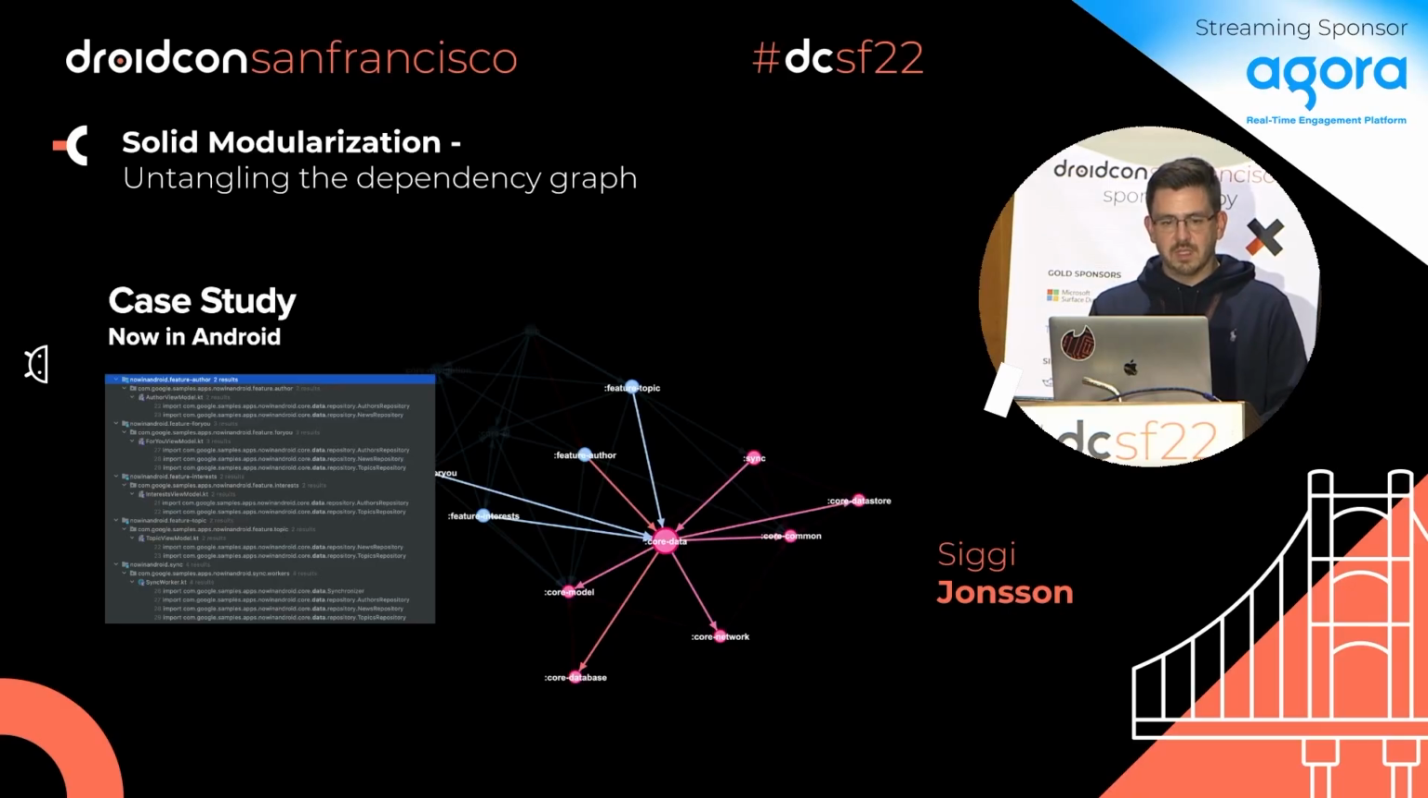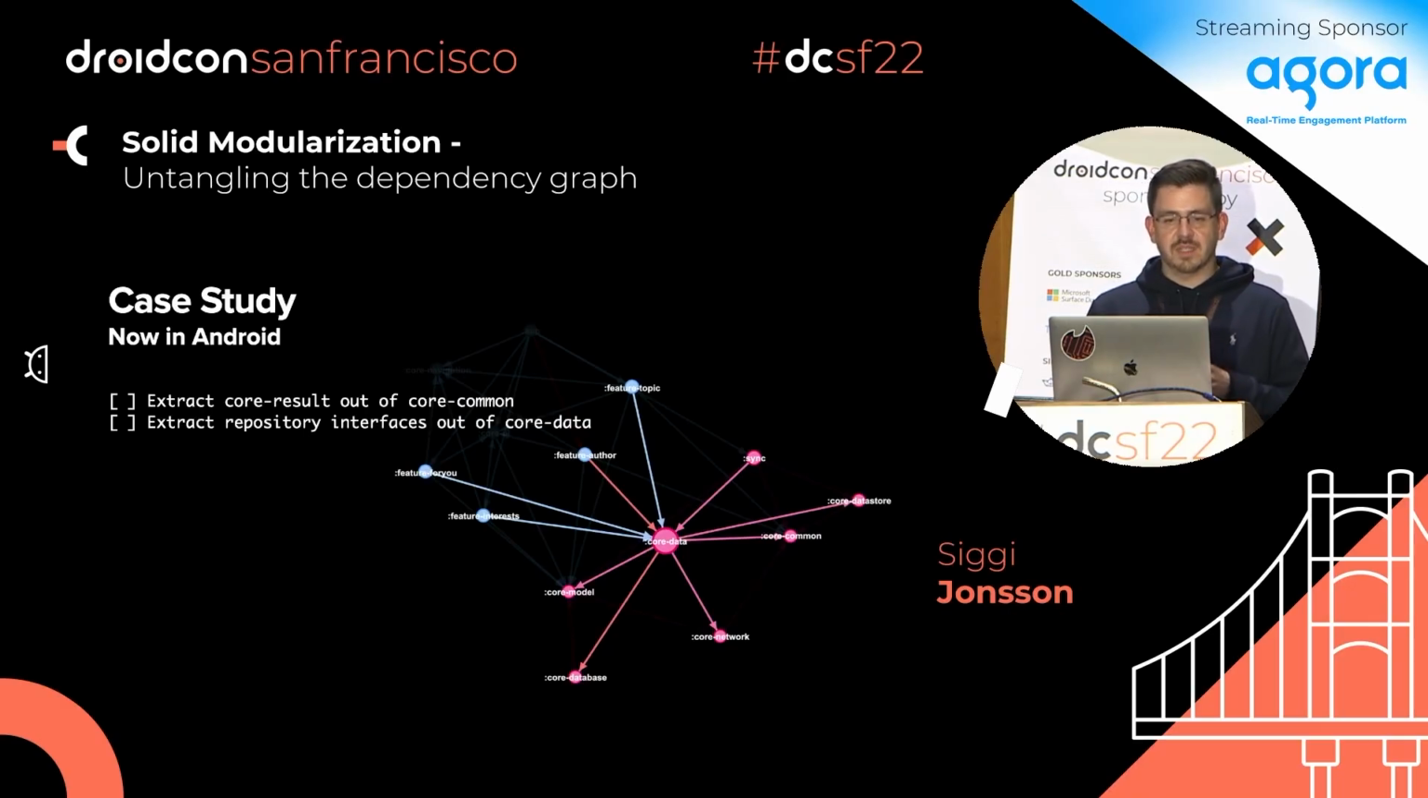So our next suggestion would be to extract the repositories out of core data into its own module. So we can split that up. And we could go on and discuss if it might be a better idea to split up those repositories by functionality or by feature, but we'll stick to doing it by layer for now.